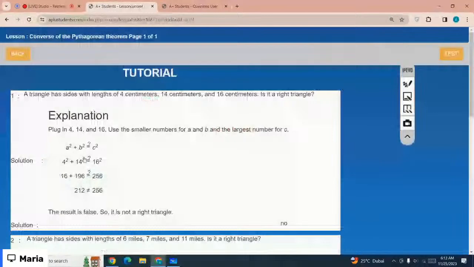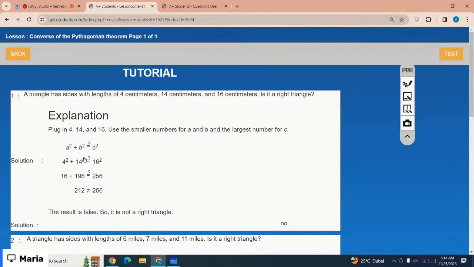A triangle has sides with lengths 4 centimeters, 14 centimeters, and 16 centimeters. Is it a right angle triangle? So you are given the measurements of the triangle. You need to see if this is a right angle triangle.